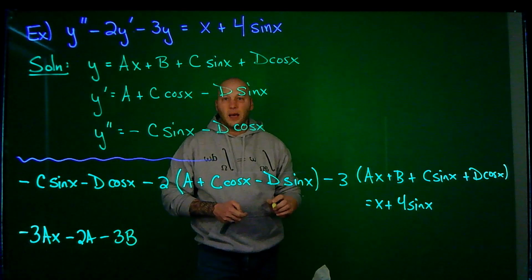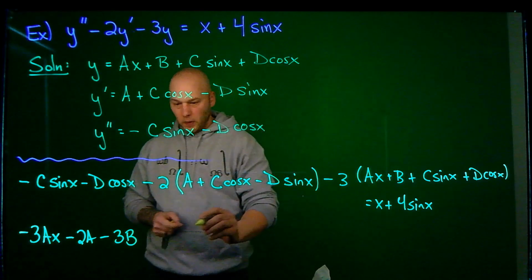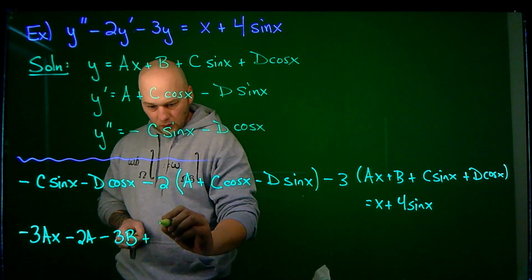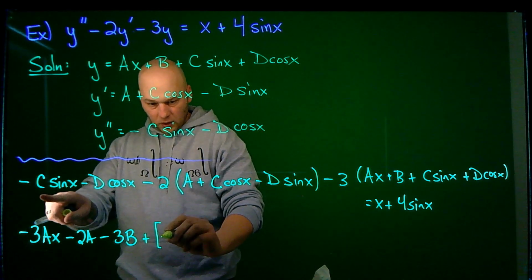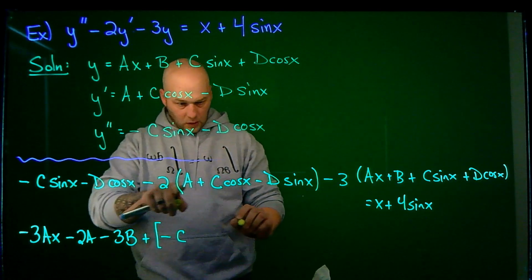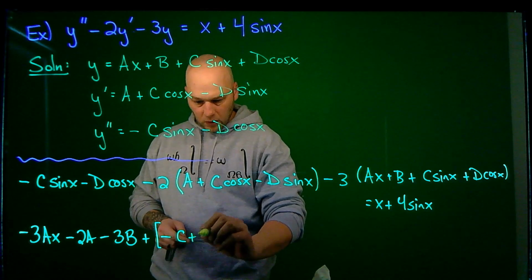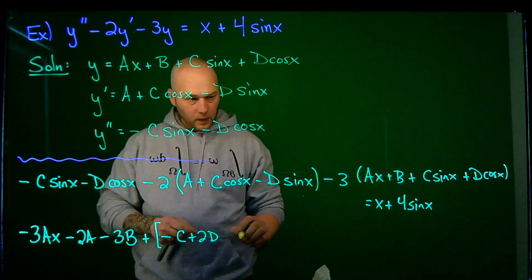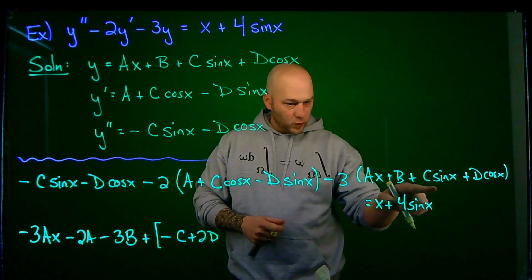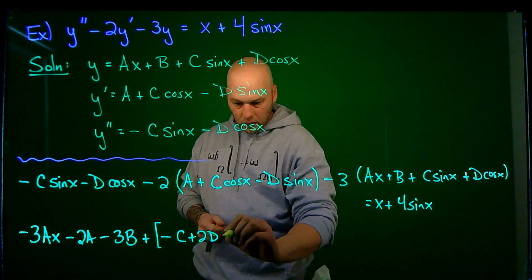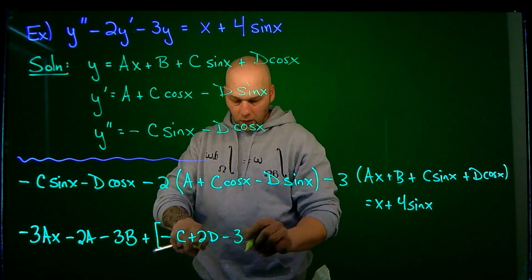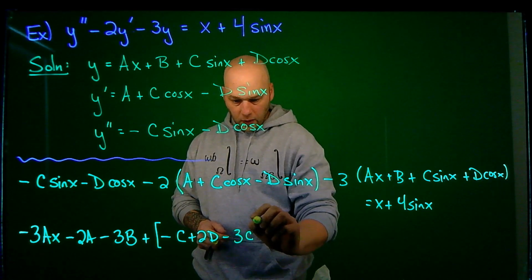Now let's combine the sine terms. So I'll put plus, we've got negative c. Here's another sine term, negative 2 and negative d would be plus 2d. And then another sine term here, which would be minus 3c. Of course, we can combine those, but let's just leave it at that for now.